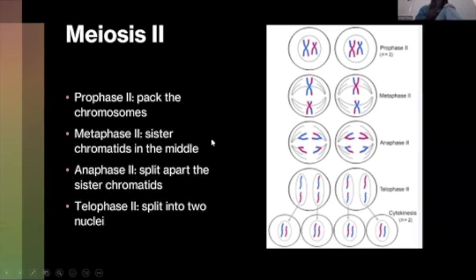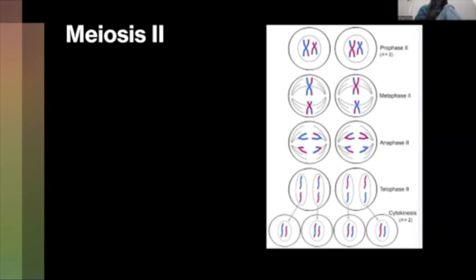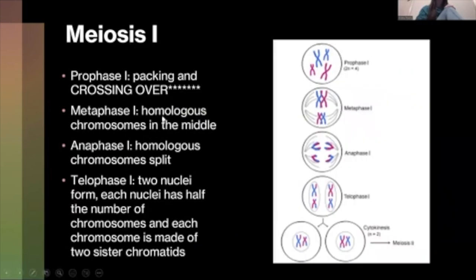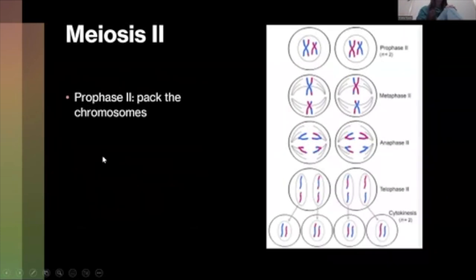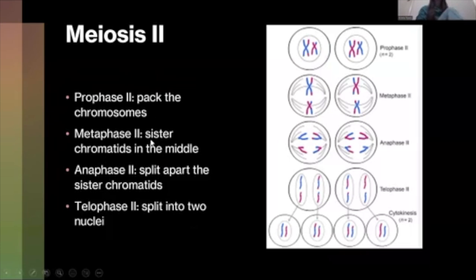So what you'll notice here is that the big difference between meiosis 1 and meiosis 2 is if you're dealing with homologous chromosomes or sister chromatids. If we went back to meiosis 1, you'll notice everything was about homologous chromosomes. Metaphase 1, homologous chromosomes are in the middle. Anaphase 1, homologous chromosomes split. Meiosis 2, it's your sister chromatids in the middle. Sister chromatids split. So that's a really easy way to tell them apart. If you ever see homologous chromosomes lined up, you know you're in meiosis 1.